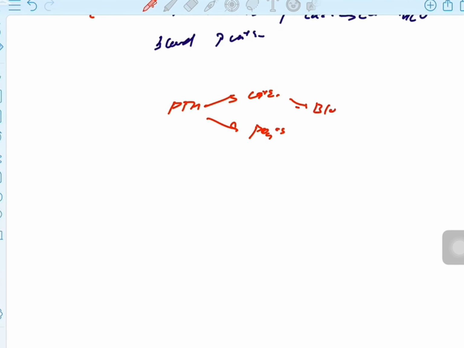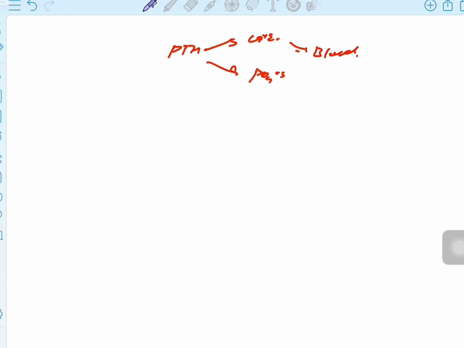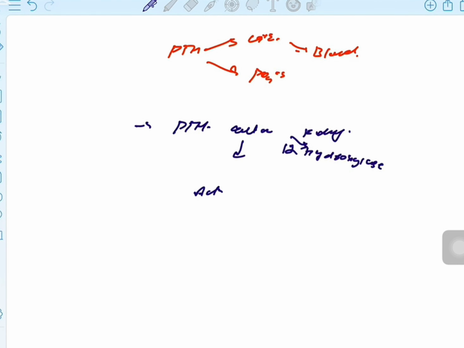Other than that, guys, we have to understand one very important thing: the other function of parathyroid hormone related to calcium and phosphate. Parathyroid hormone acts on the kidney. When it acts on the kidney, it activates the 1-alpha hydroxylase enzyme, and when 1-alpha hydroxylase is activated, the active form of vitamin D will be formed.